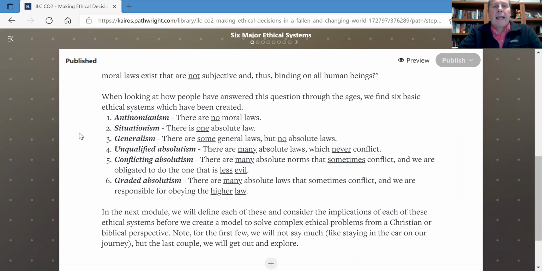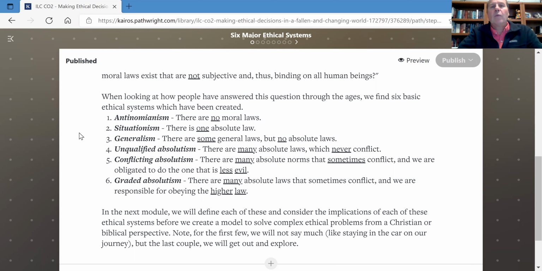The first one is called antinomianism. There are simply no laws in antinomianism. The second one is situationism. There is law, but there's only one law. Then the third one is generalism, in which there are some general laws, but no absolute law. Those first three would fall in the category of a non-Christian ethical system.